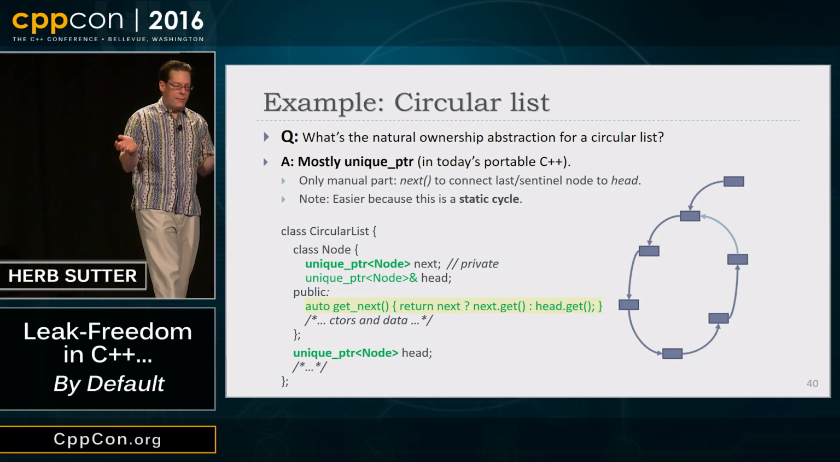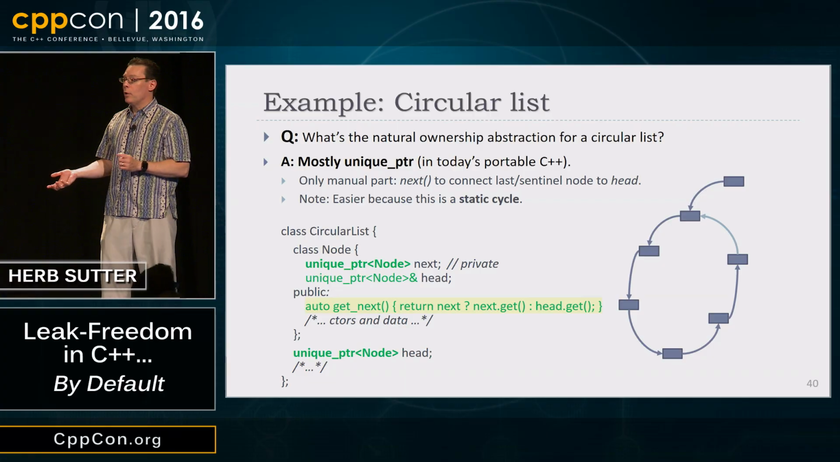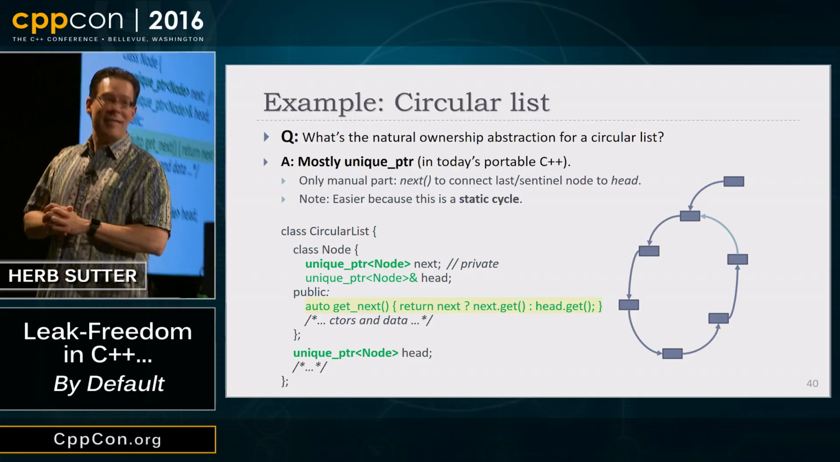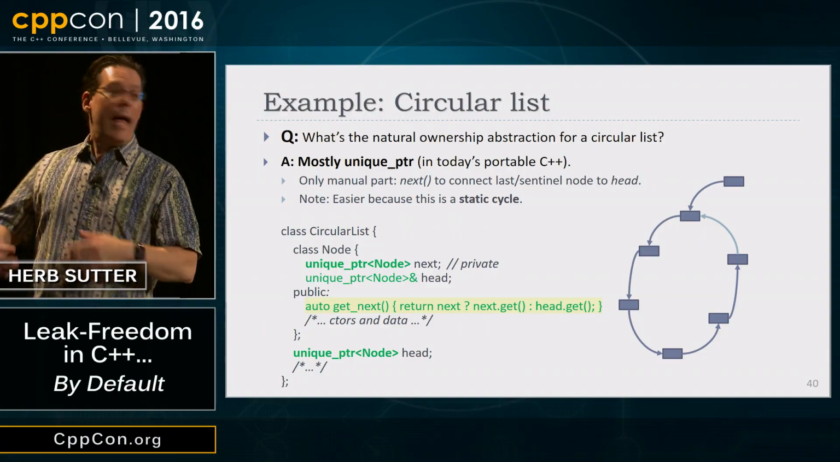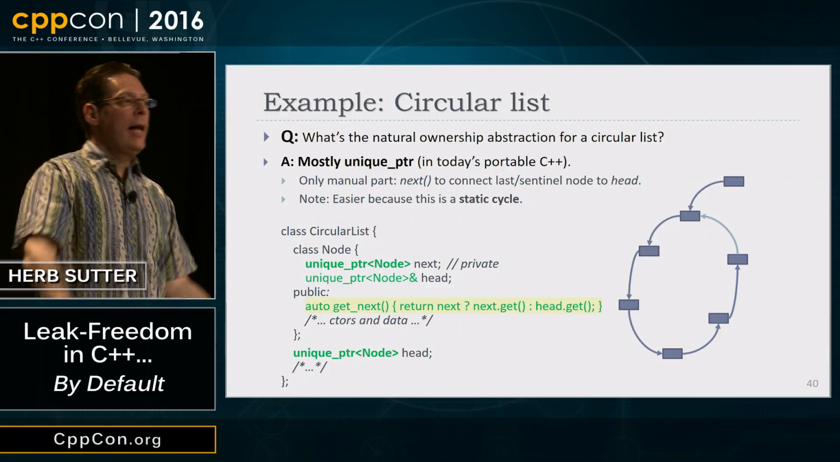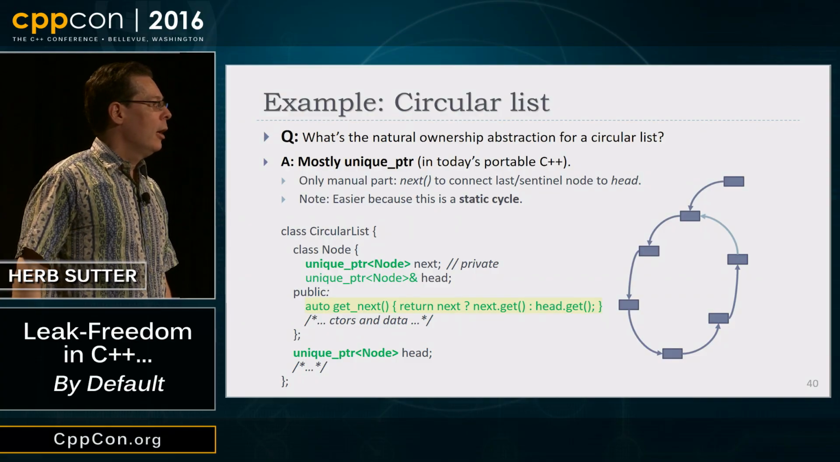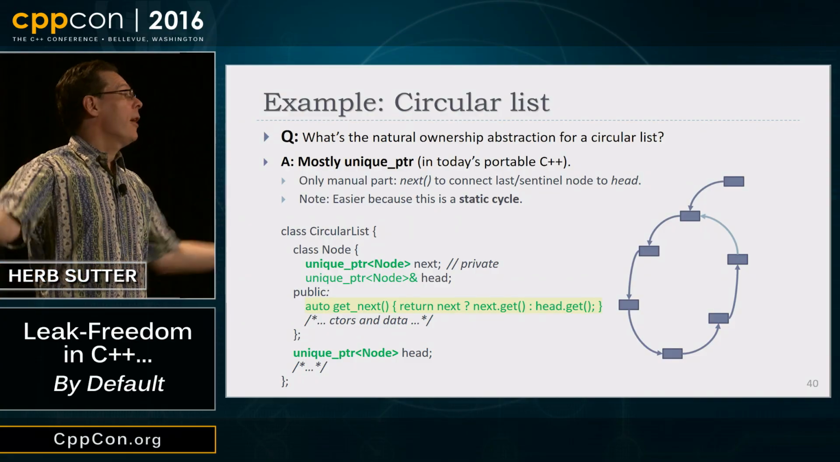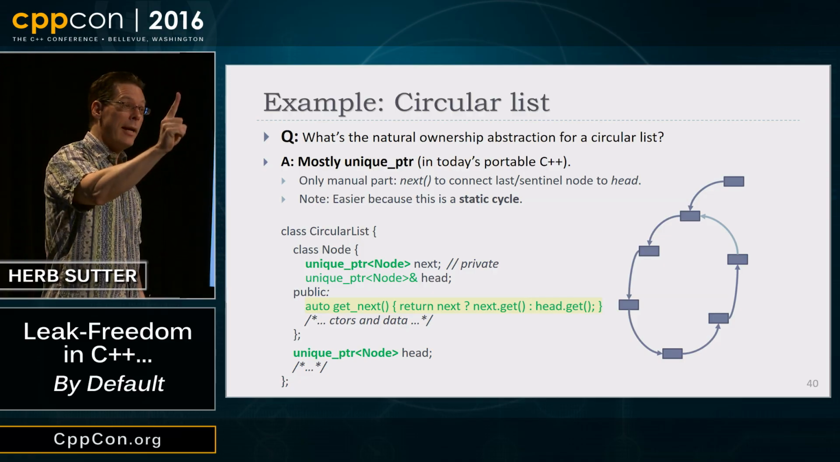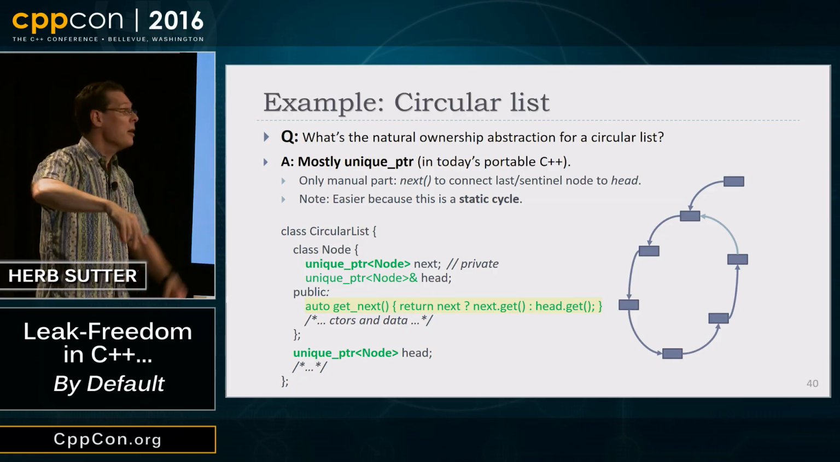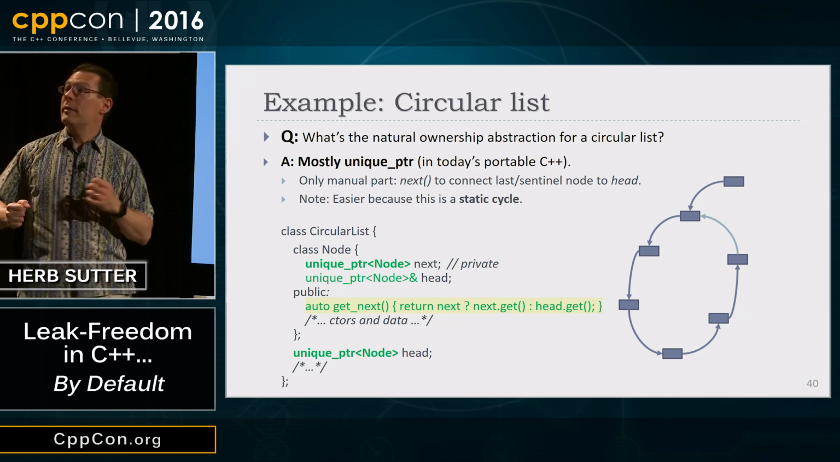Before we get to graph, the simplest example we can possibly look at is a circular list. The reason it's simple is because this is a static cycle. You know, as you're writing the code at compile time, that you intend this cycle to exist, which greatly simplifies the problem for you, because there's only one cycle. It's constant. It's part of the object's invariant, so it's always there. So that gives us an easier way to deal with it.